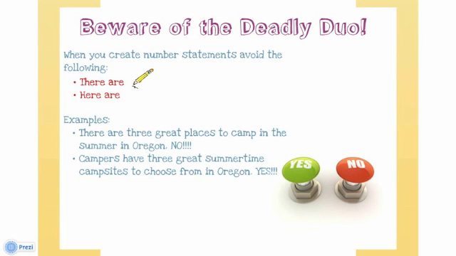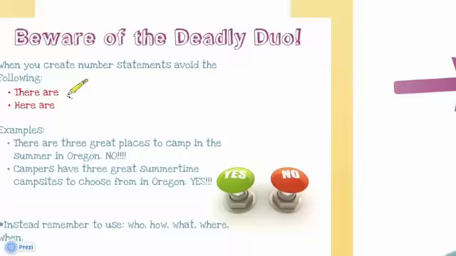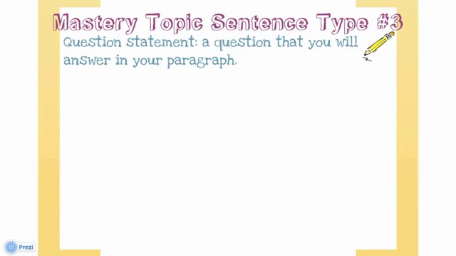So if you decide to use this and you see that you're using there are, here are, please make sure that in your revision process you go back and fix that. Try to remember to use who, how, what, where, when instead of there are and here are. Okay? All right, the next one we're going to talk about is the question statement.